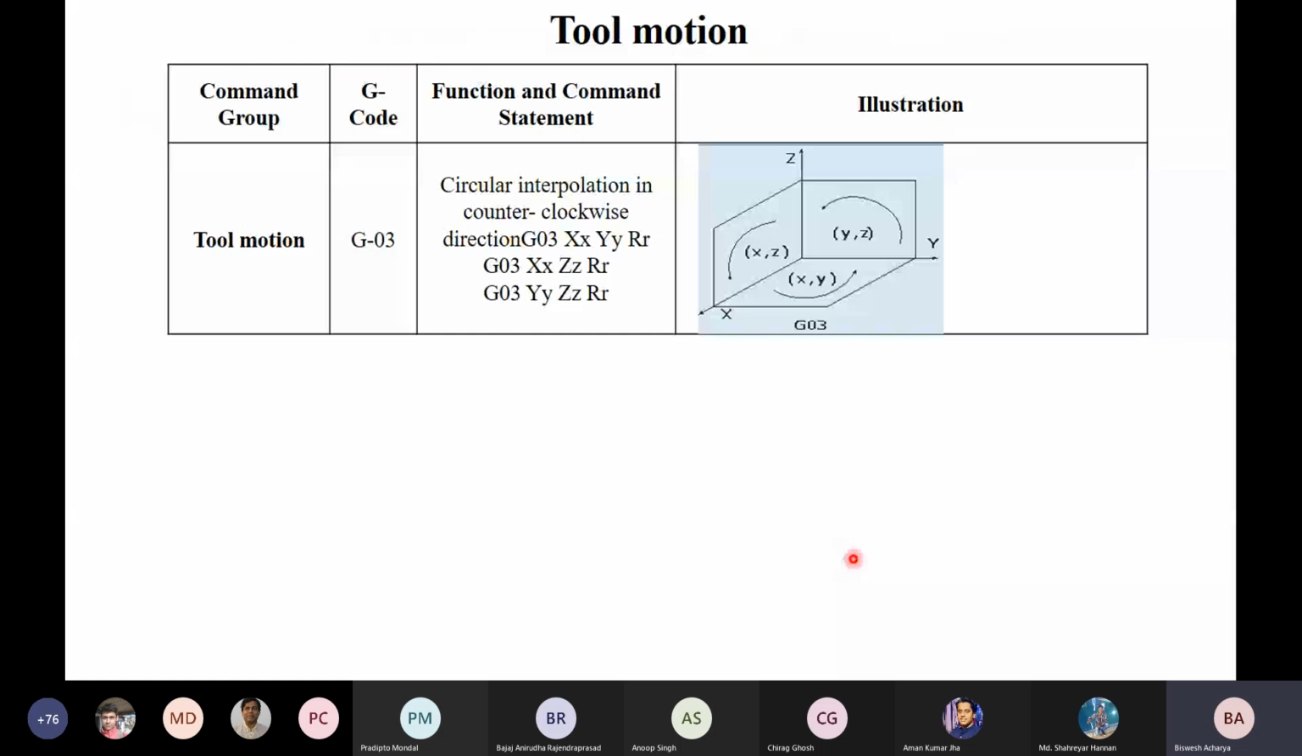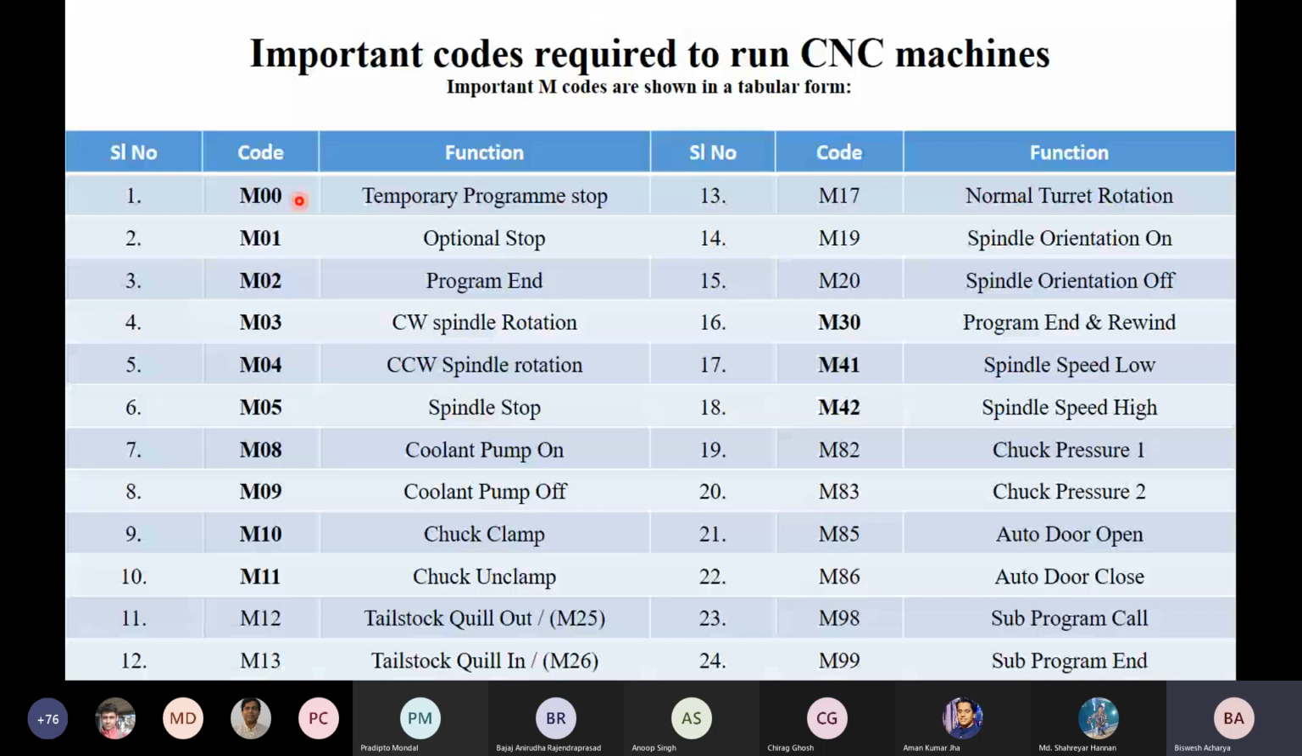Now coming to some of the M codes that we will use. First is M00. This is a temporary program stop, and M01 is an optional stop. M02 is program end. M03 is clockwise spindle rotation. Okay. M04 is counterclockwise spindle rotation, and M05 is spindle stop. Okay, that means prior to any machining action, we must start the spindle, whether clockwise or counterclockwise, by writing M03.